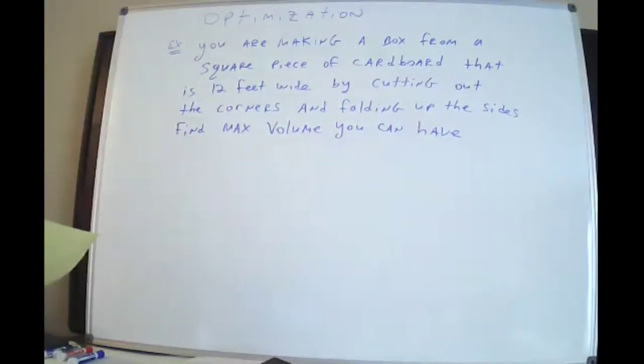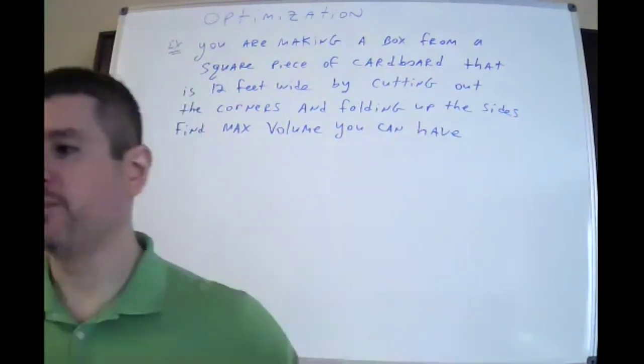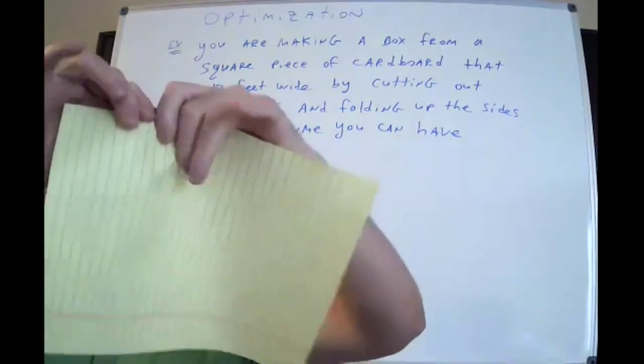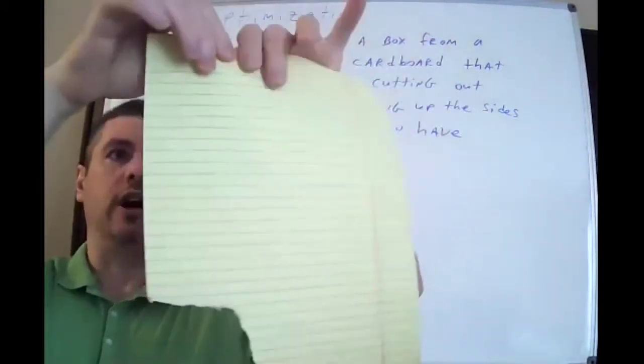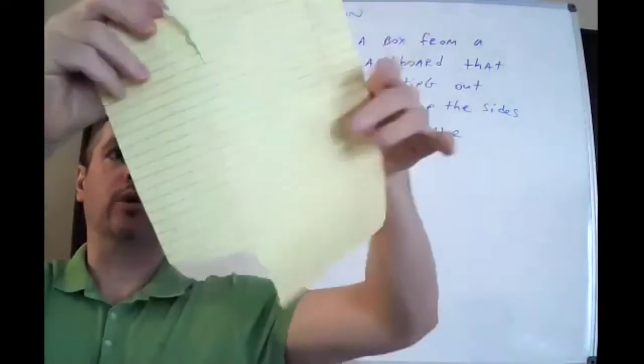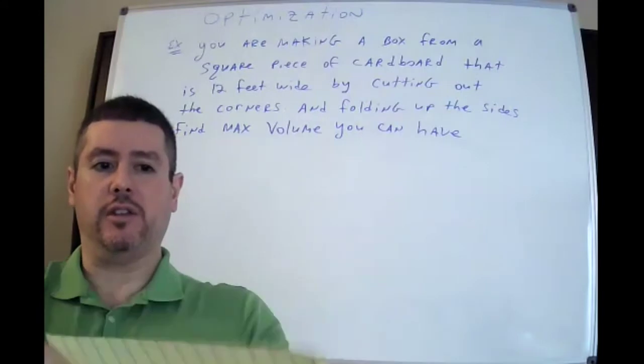All right. So the second problem, you're going to make a box from a square piece of cardboard that's 12 feet wide, right? So it's going to be 12 by 12 because it's a square. You're going to cut out the corners and you're going to fold up the sides. So basically, you're going to cut the corners out like this. You're cutting the same amount from the corners. And then you would fold up the sides. And this is what you would do.